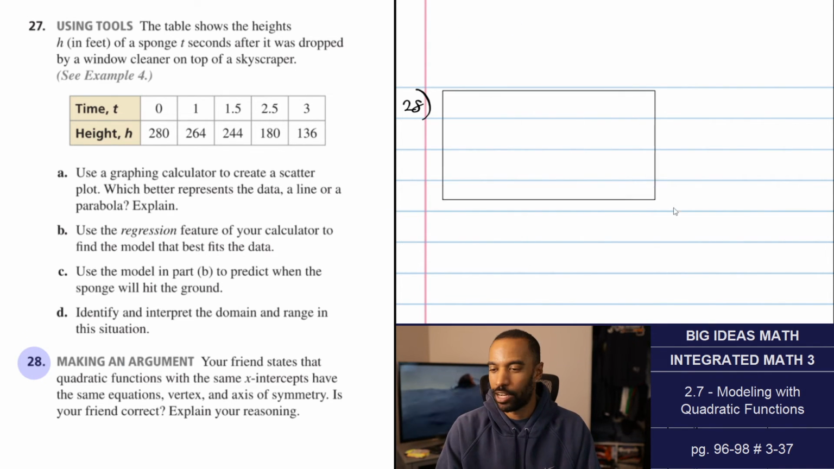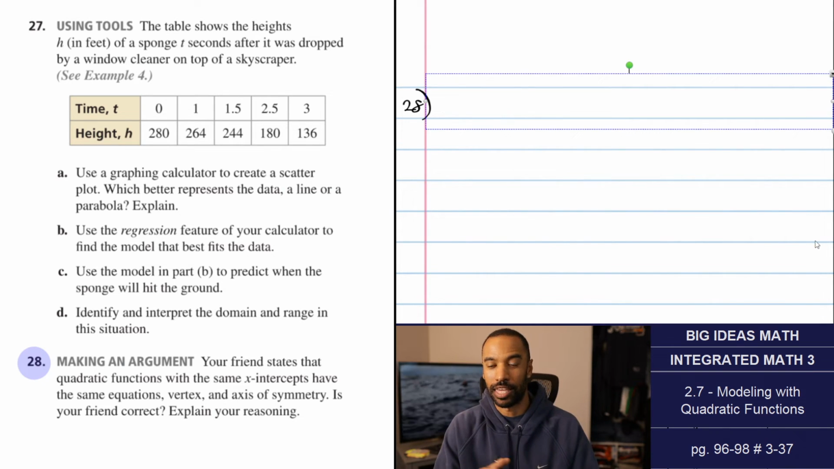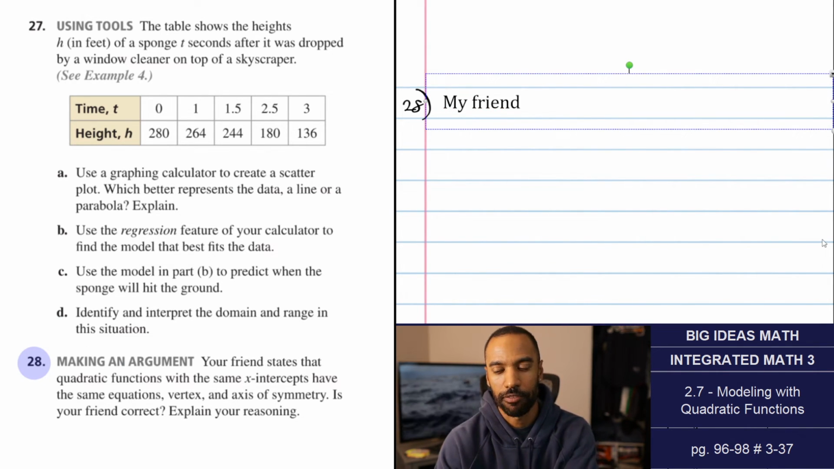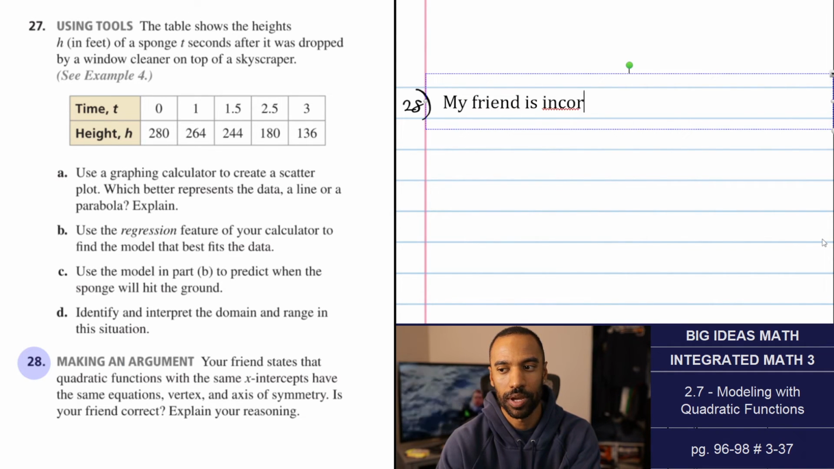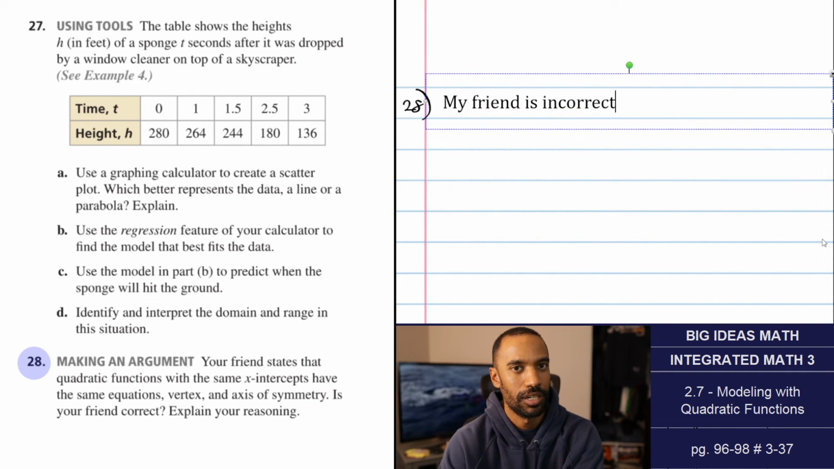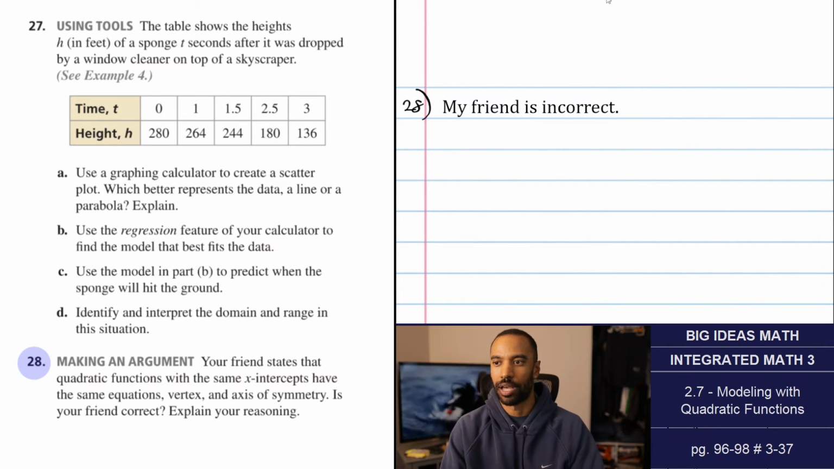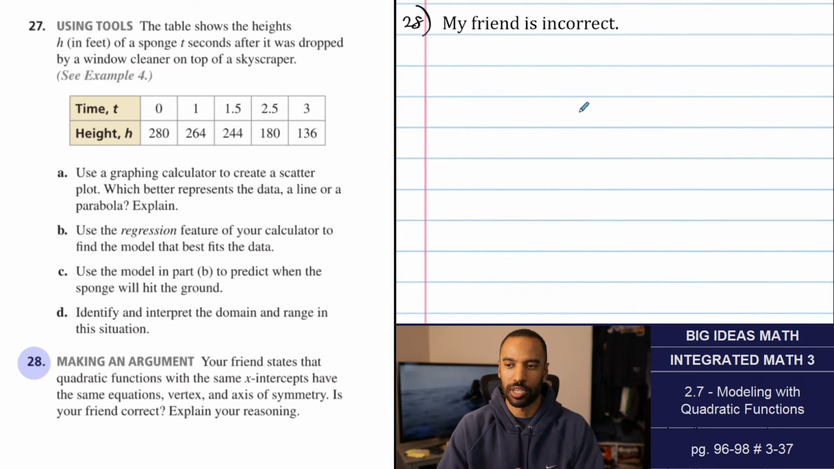Not only is my friend incorrect again, I think he's 0 for the chapter. My friend is incorrect. I believe this was in the last section, kind of like the last question on the last section as well. I'm going to disprove by counterexample. I'm going to show my friend is wrong with a counterexample. It says explain your reasoning.